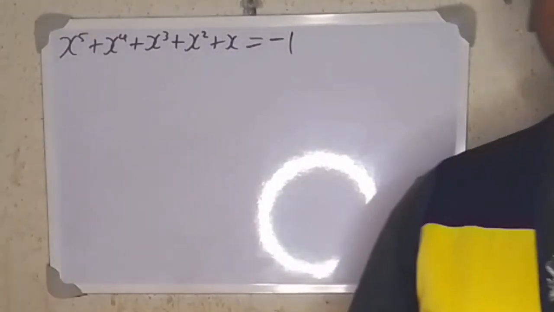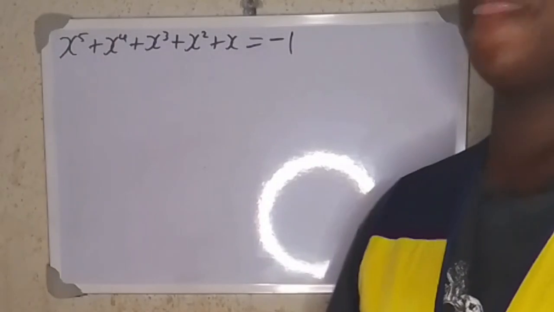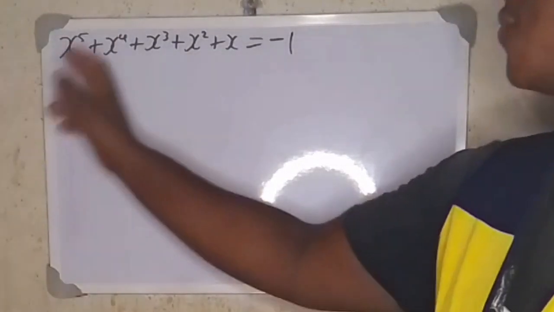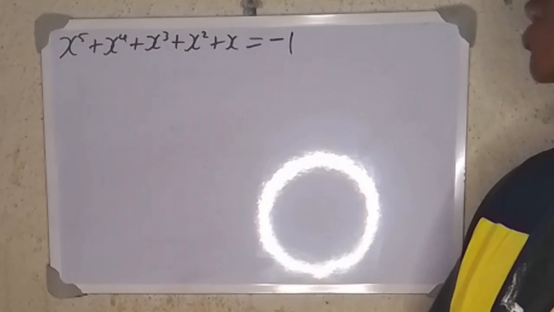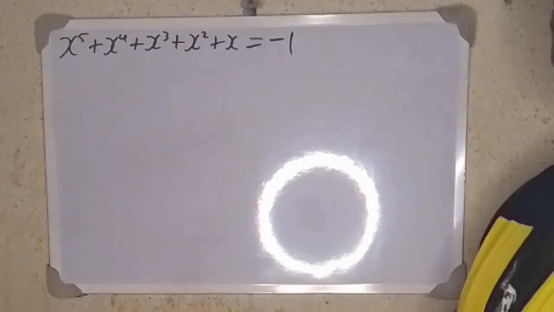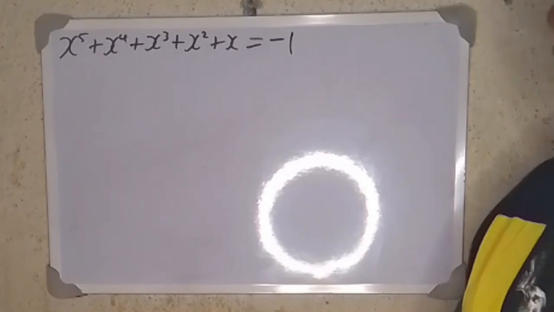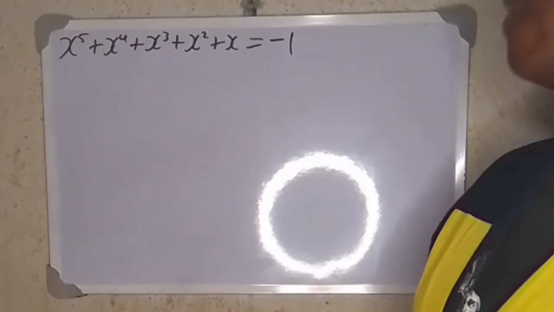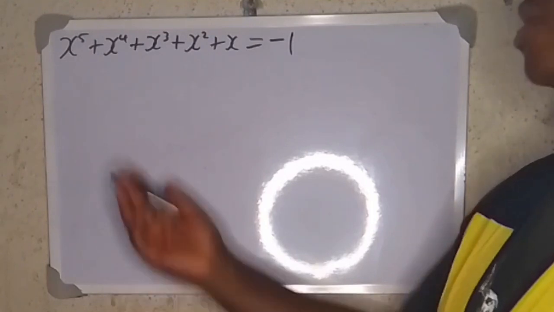Yes, we are in the final question of IgweMatics challenge set 3. We have x to the power of 5 plus x to the power of 4 plus x to the power of 3 plus x to the power of 2 plus x is equal to negative 1. Obviously, the first solution, I'm very sure everybody got that from looking at the question.